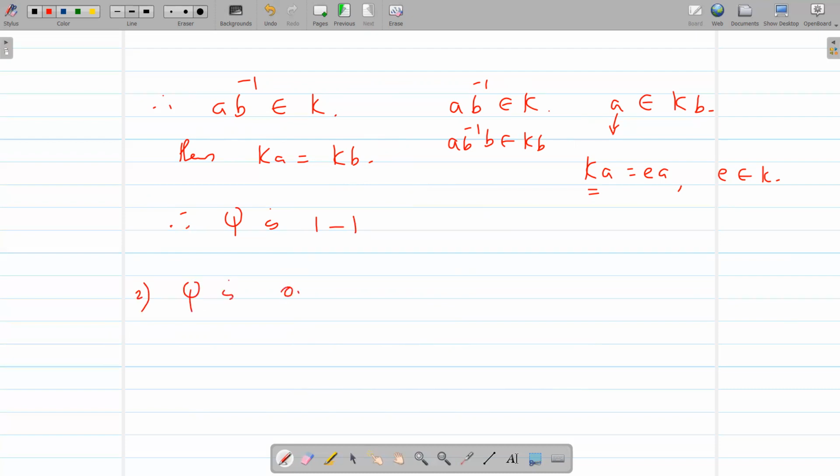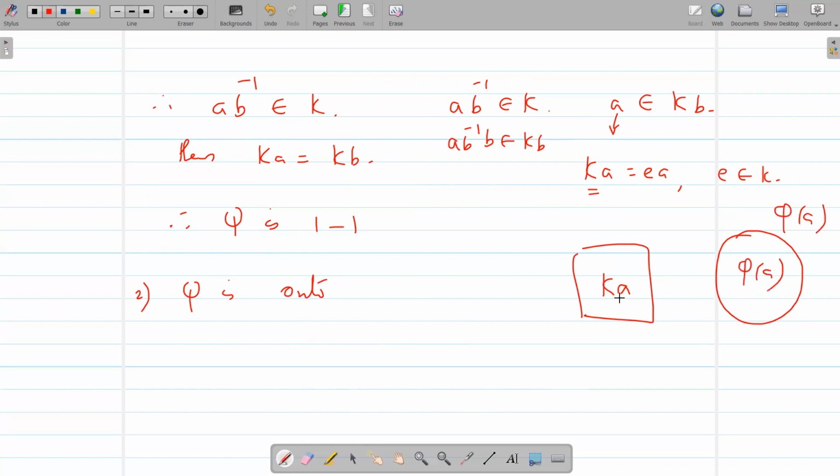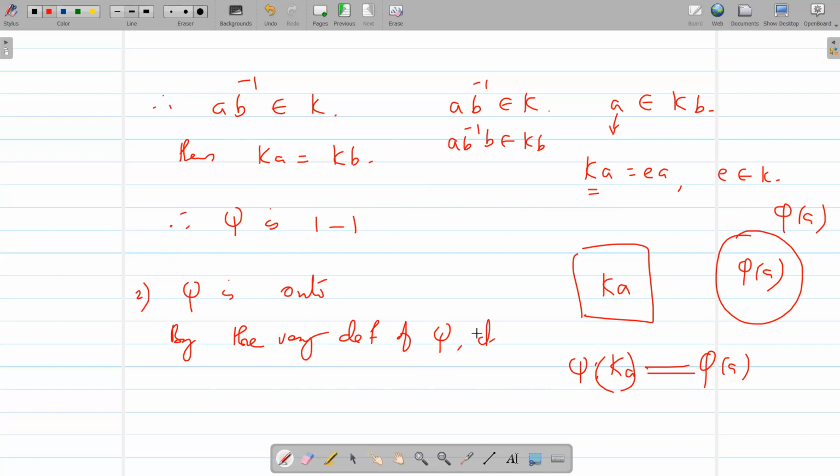Now to show that psi is onto, by the very definition psi is onto, because each right coset Ka in G by K is mapped to phi of A in phi of G. To prove it is onto, take an element from phi of G. It will be phi of A, because phi of G is the collection of phi images of the elements of G. Therefore you take an element from phi of G, that is of the form phi of A. Then a right coset corresponding to this A will be in G by K, and that is the pre-image of phi of A by psi, since the image of Ka under psi is phi of A. So by the very definition of psi, it is onto.